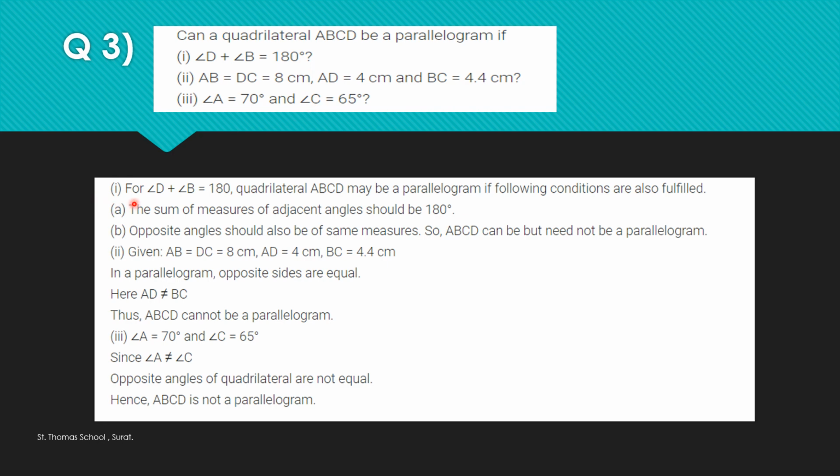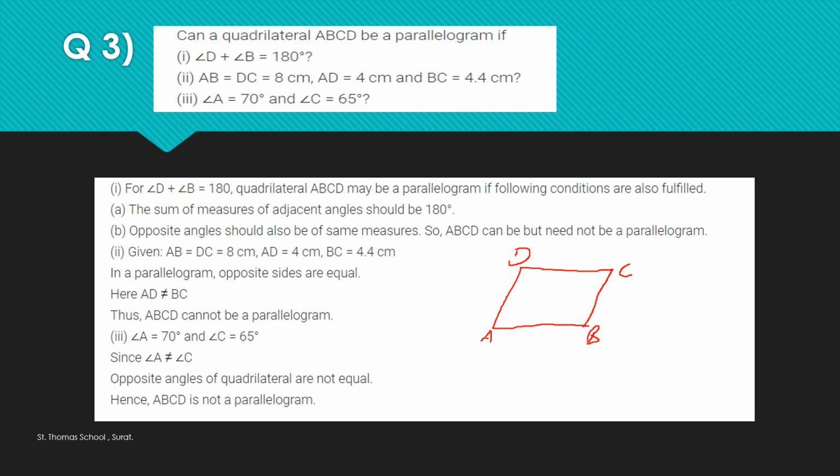Okay. So first one, for angle D plus angle B 180 degrees, quadrilateral ABCD may be a parallelogram if the following conditions are fulfilled. So what are the conditions? The sum of the measures of adjacent angles should be 180 degrees. So just draw a parallelogram, it's more clear for you. Suppose there is a parallelogram ABCD. Just imagine that this is a parallelogram. And this is A and this is B and this is C and this will be D.